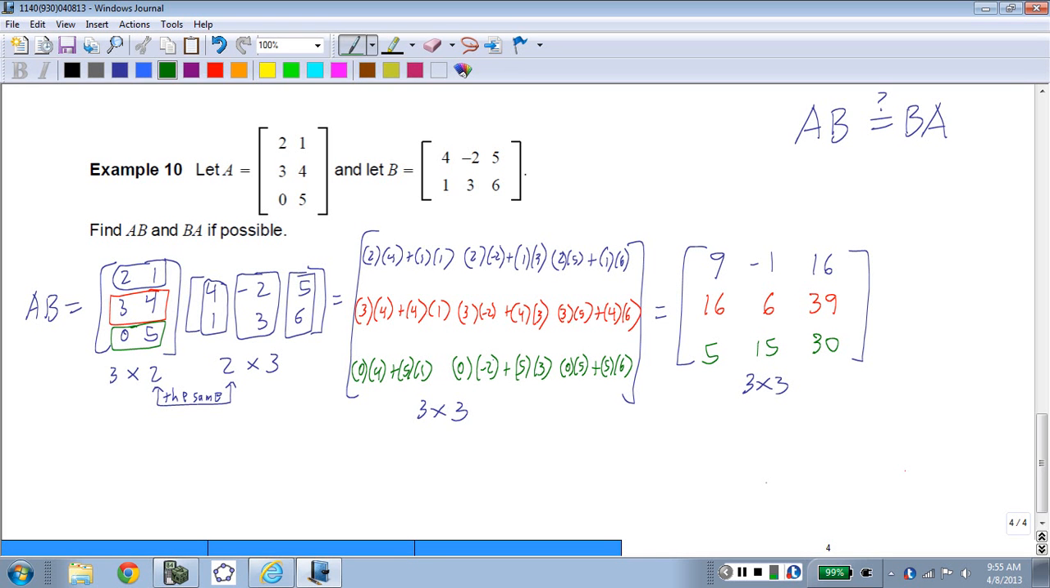Will we get the same answer if we flip it around and multiply B by A in that order? We will not. We can tell immediately that it won't be the same answer. It won't be equal to the matrix that we have. How can we be so sure?